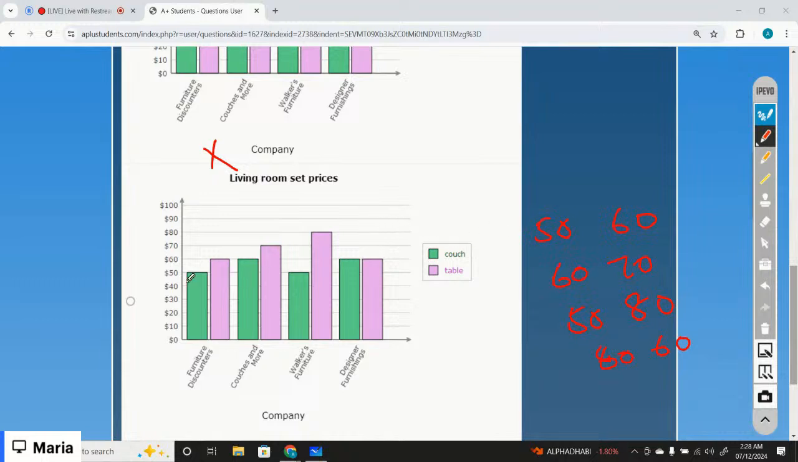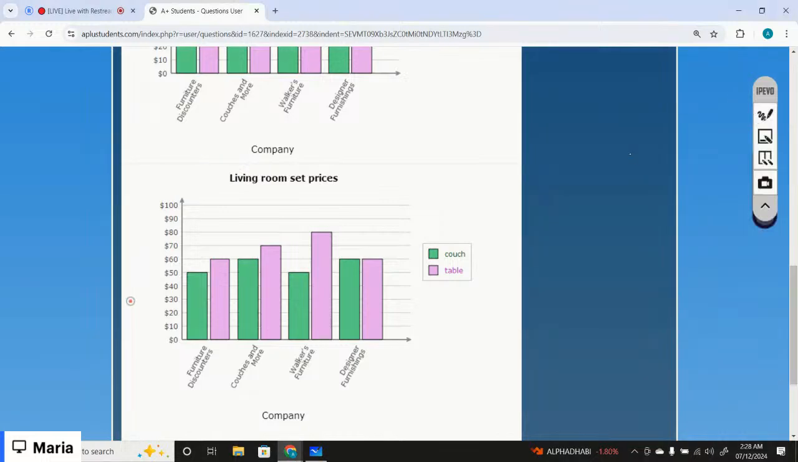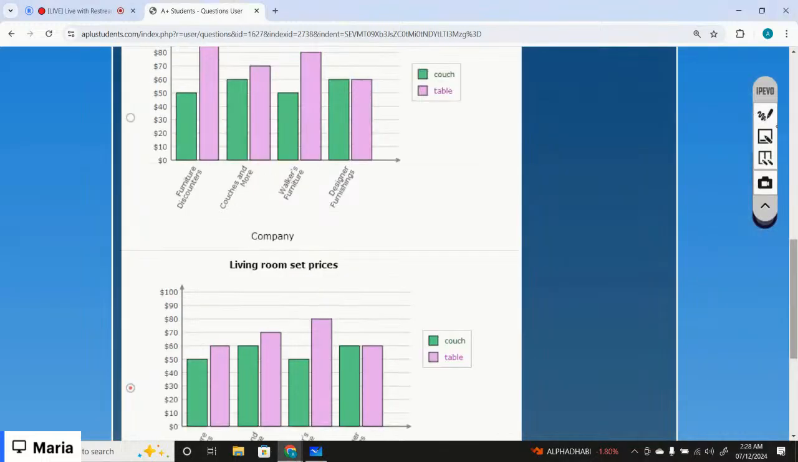They are 50 and 60, 60 and 70, 50 and 80, 60 and 60. That is not 80, that is 60, 60 and 60. So option number 2 is the correct option. Got it? The correct option is option number 2.